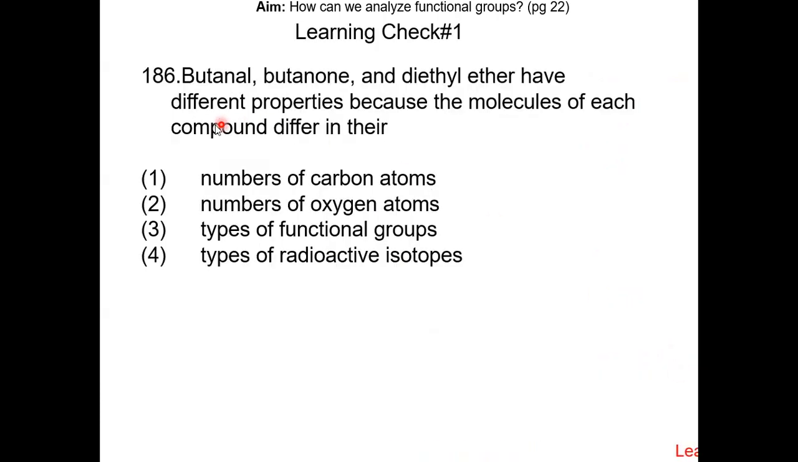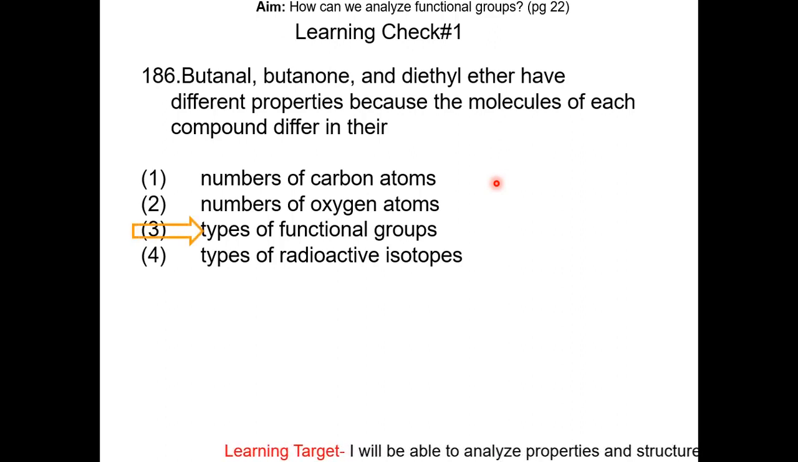Learning check number 1. Butanol and butanone and diethyl ether have different properties because the molecules of each compound differ in their what? Pause the video, resume as completed. By looking at the chemical name, the suffix is all different. Therefore, they have different types of functional groups, so the answer is choice 3.